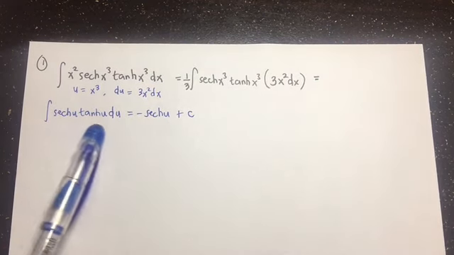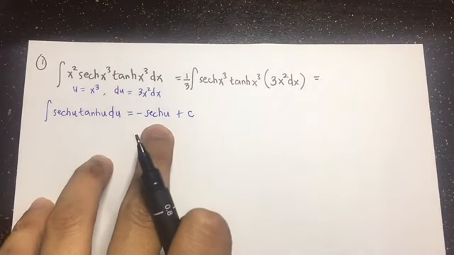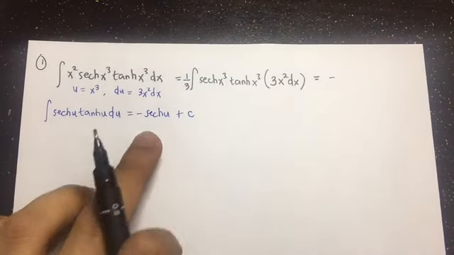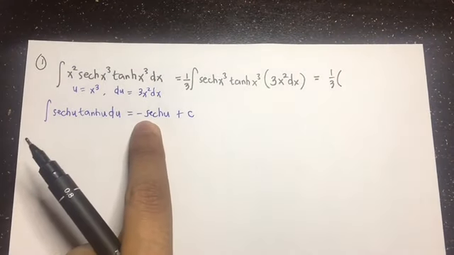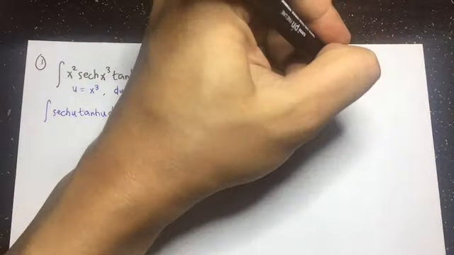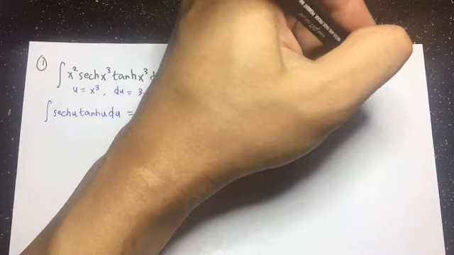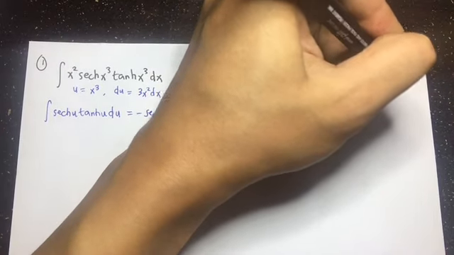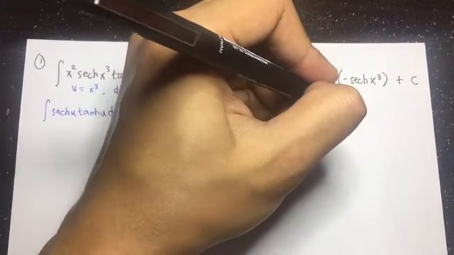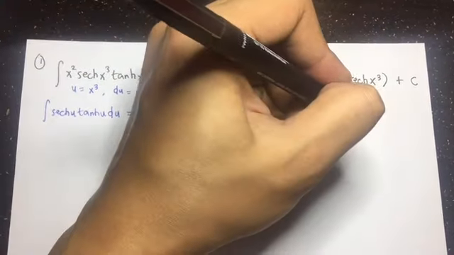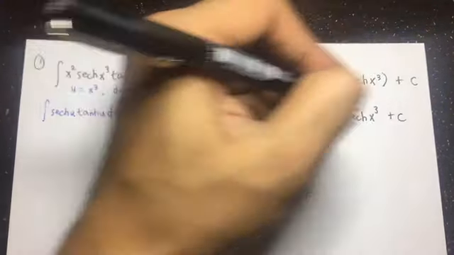we can now apply this formula. So it will become negative, so write first 1/3. So 1/3 multiplied by the integral of this, which is negative hyperbolic secant of u. So our u is x cubed. And then of course plus c. Okay, so rewriting that, we will have negative 1/3 hyperbolic secant of x cubed plus c.